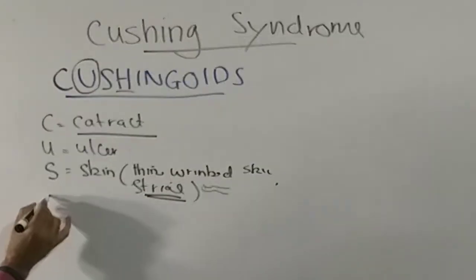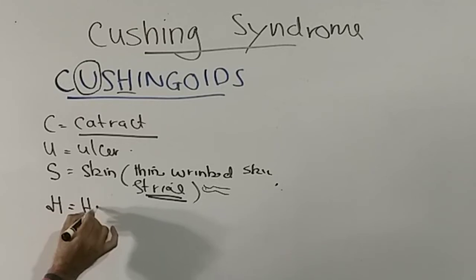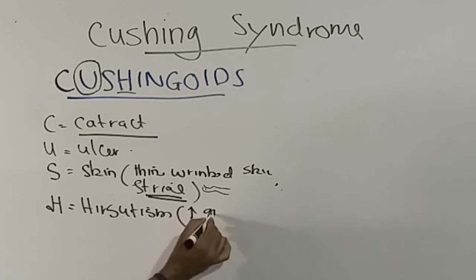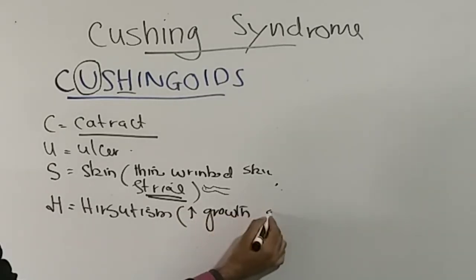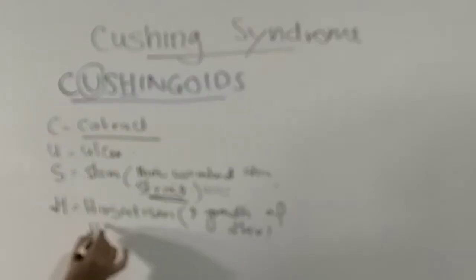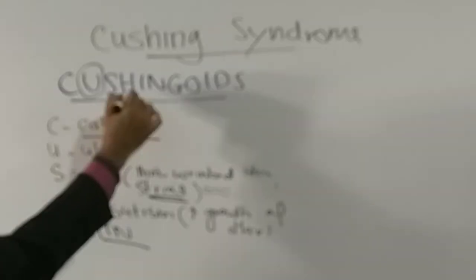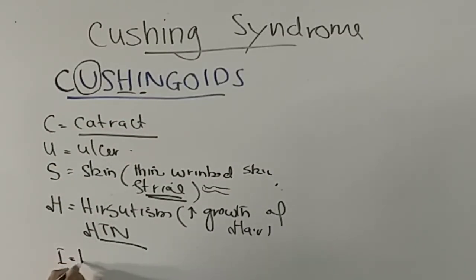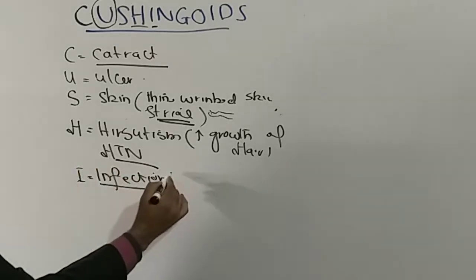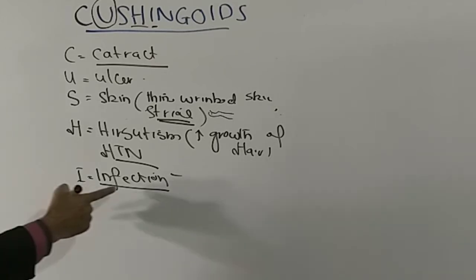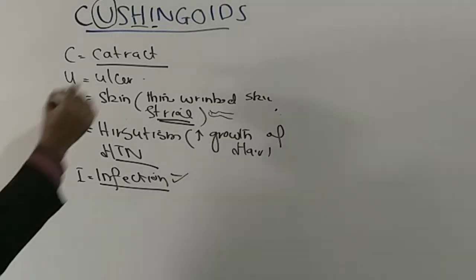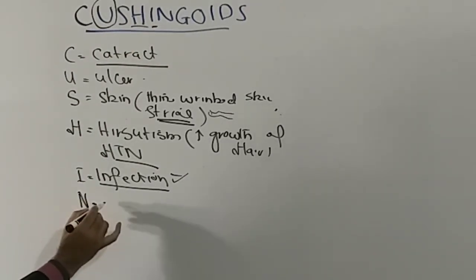What is H? These patients have hirsutism, or increased growth of hair on their body. And also these patients have high blood pressure or hypertension. What is I? These patients develop infections very easily. They are prone to all kind of infections because of the prolonged use of steroid, which make them vulnerable to infections. What is N? N stands for necrosis.